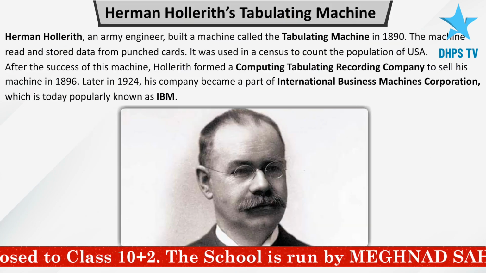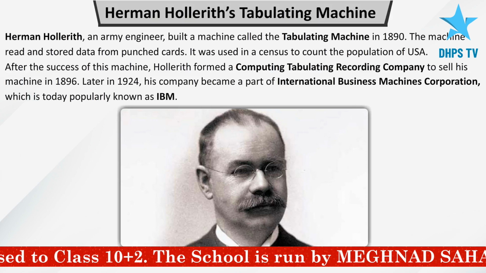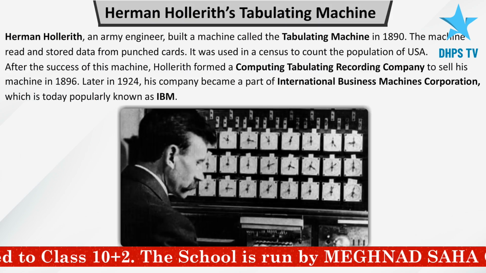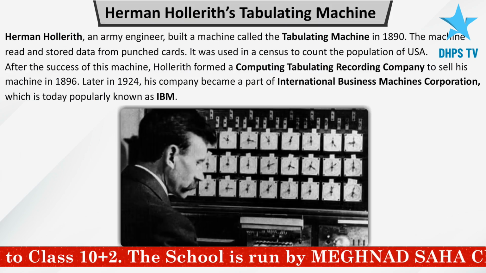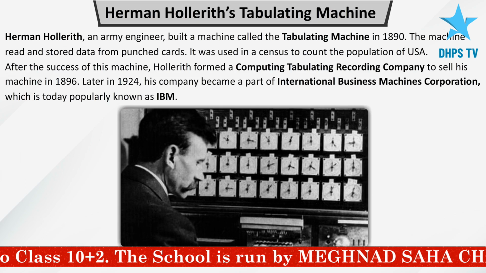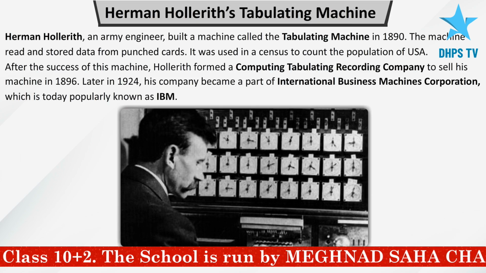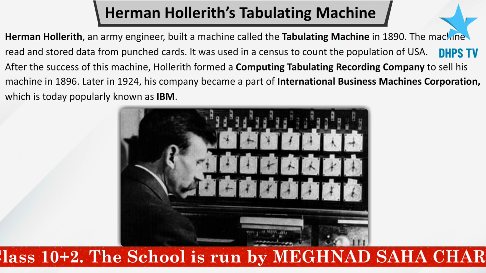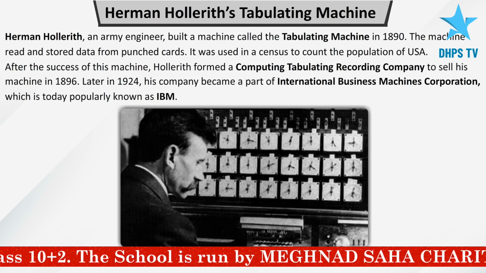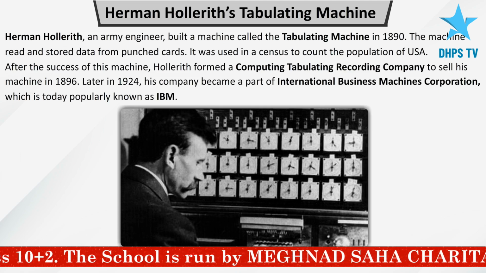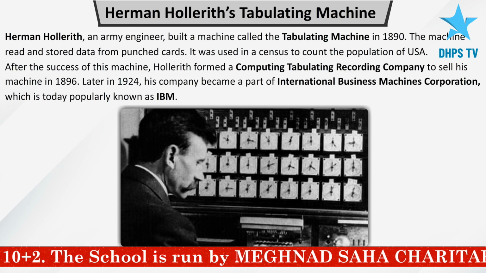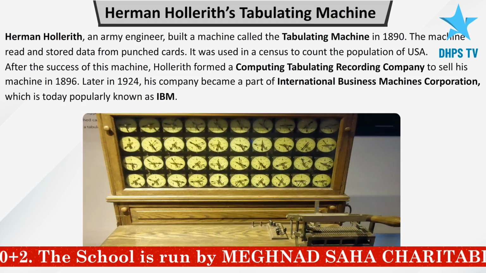Herman Hollerith's tabulating machine. Herman Hollerith, an army engineer, built a machine called the tabulating machine in 1890. The machine read and stored data from punched cards. It was used in a census to count the population of the USA.